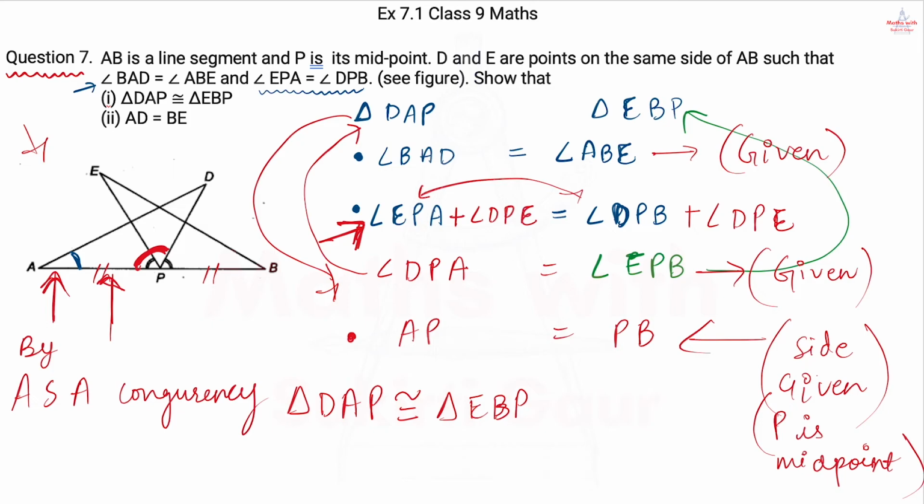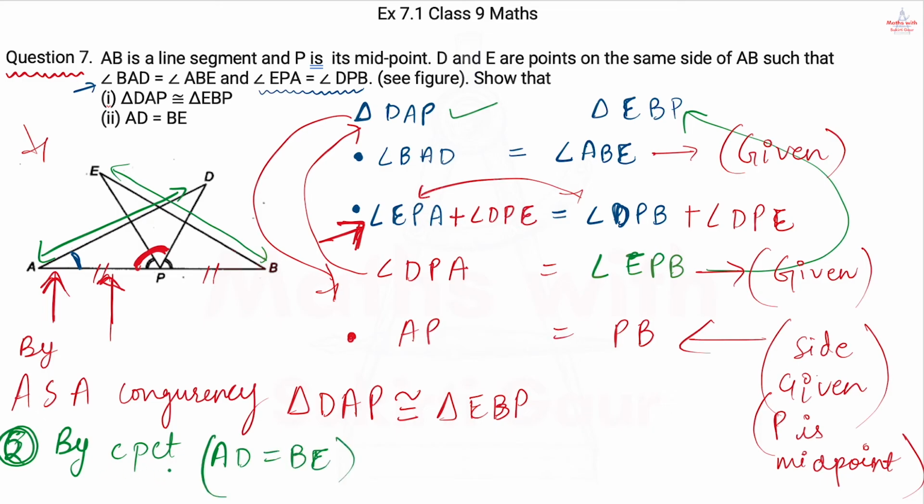And the second part comes, which is to prove AD equals BE. Now tell me, AD is a part of which triangle? AD is a part of triangle DAP. So if I have proved DAP congruent to EBP, and the next thing, BE, is from triangle EBP. You can see here, EBP. So in the second part, I can say by CPCT, which means corresponding parts of congruent triangles: when we prove two triangles congruent, each and every part becomes equal to each other, corresponding parts I would say. So AD will be equal to BE.